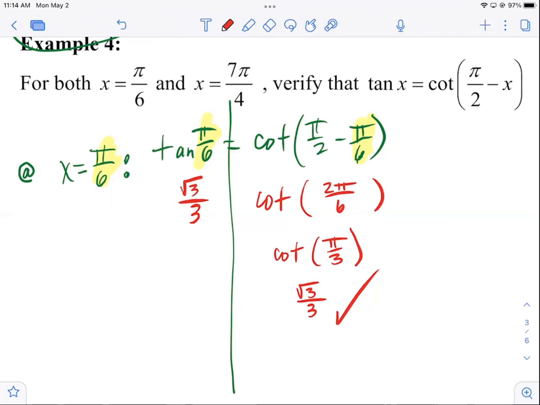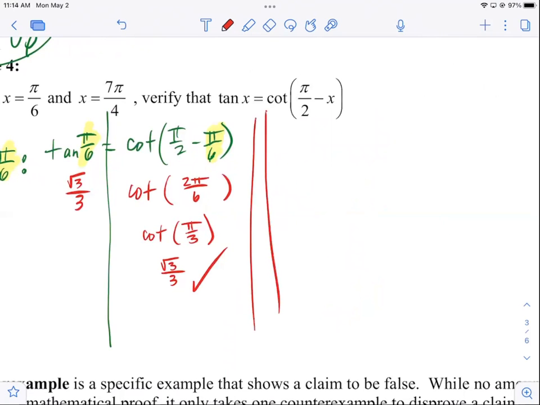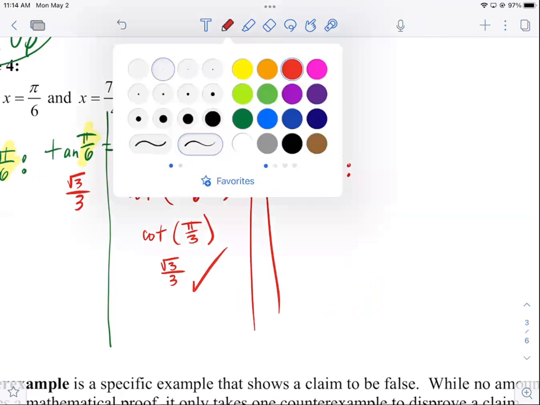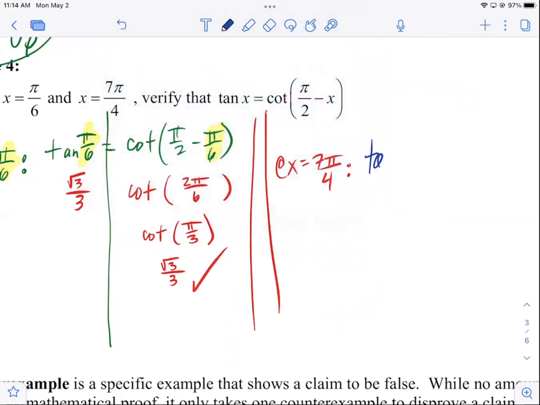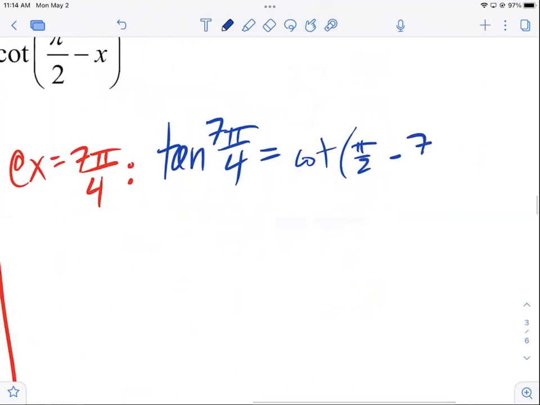Okay, now let's do the same thing for 7 pi over 4. We'll say at x equals 7 pi over 4, colon. We plug in the left, we get tangent of 7 pi over 4. It was part B, yeah. And I'm telling you which values to use here. So if that's why it didn't make sense, that's why. I'm telling you to use these two different values.